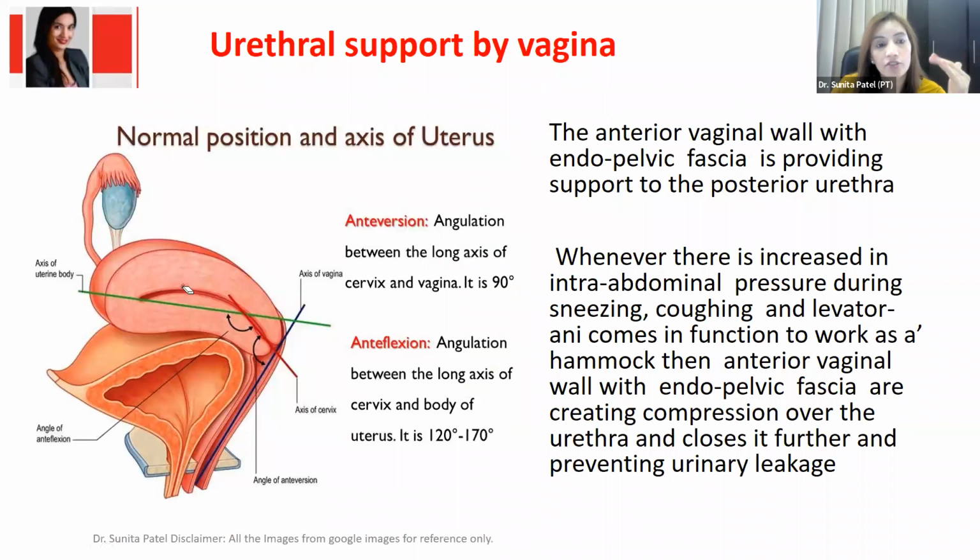This is again to understand how our organs are placed. Here is the pubic symphysis anteriorly, then the bladder, urethra. This is our uterus with the vaginal canal, the long vaginal canal. I also told you yesterday, as you insert your finger. This is the pelvic floor muscle.